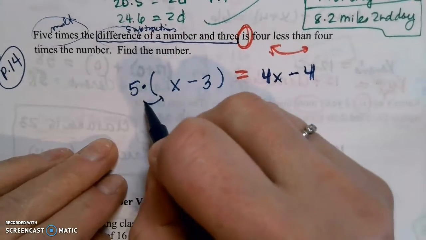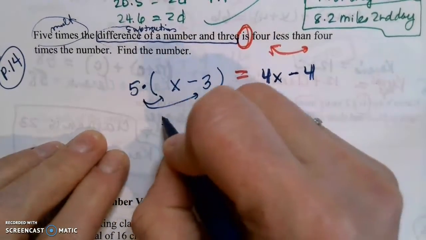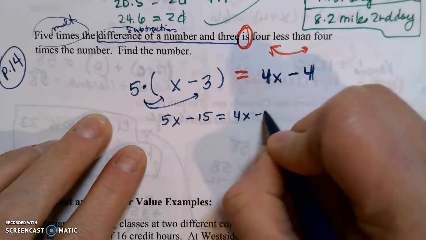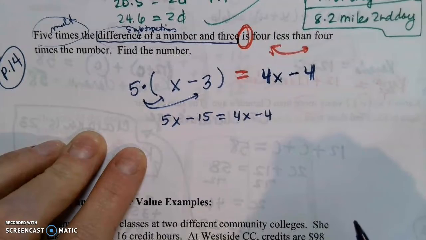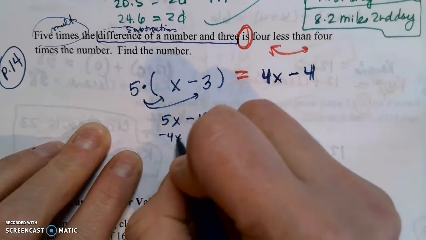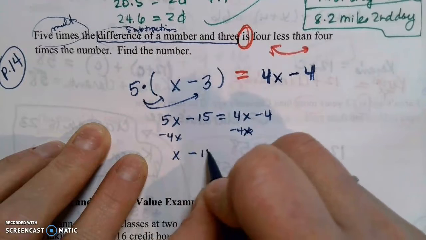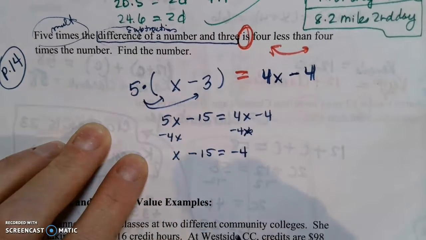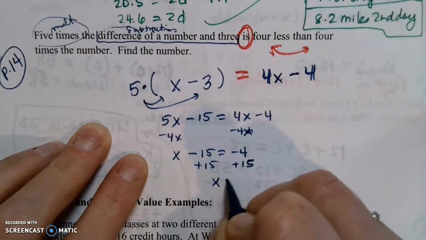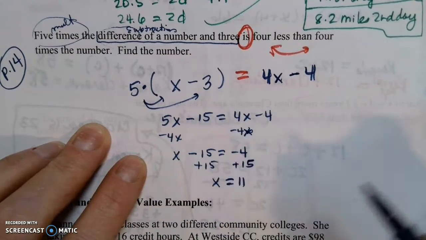So, multiply the 5 through using the distributive property. So 5x minus 15 equals 4x minus 4. And then I think I'm going to move my x's to the left, so I'll subtract 4x from both sides. This will give me x minus 15 equals negative 4. Add 15 to both sides, and x is going to give me 11.